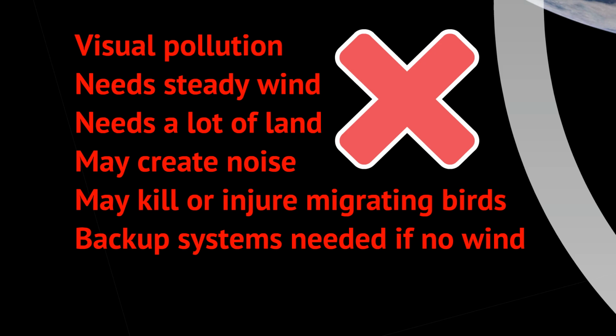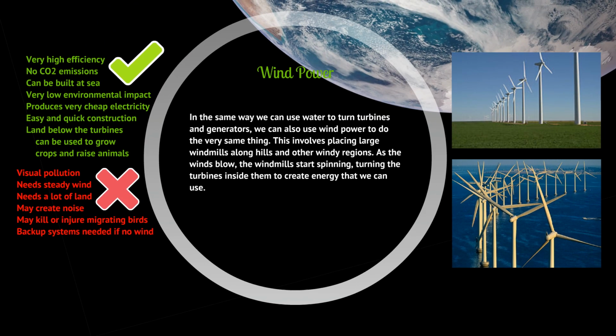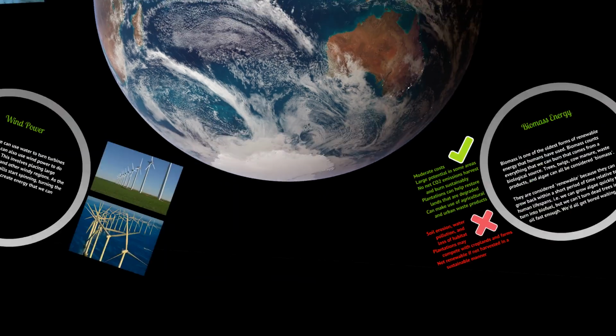Next, you need to have wind. It may kill or injure migrating birds, and if there is no wind, you need to have some sort of a backup system. So those are some of the benefits and drawbacks of wind power.